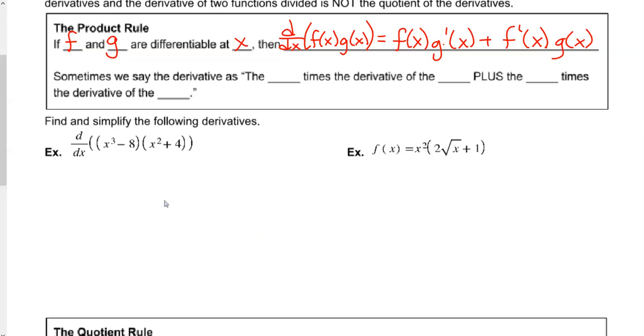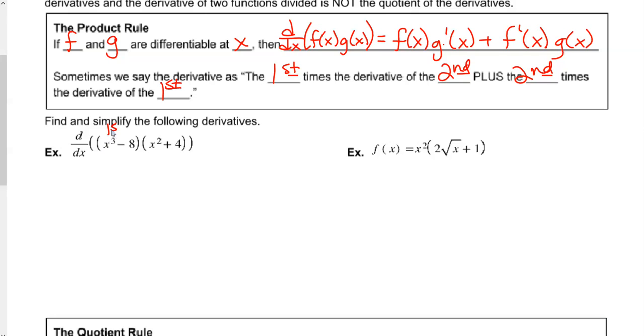Okay, so another way to say that, and this is the way I normally remember it, is that we take the first times the derivative of the second plus the second times the derivative of the first, okay? And that's how I remember it. Now, can you memorize this formula? Absolutely, but this little saying, if you get it in your head, it kind of sticks. So, the product rule is the first times the derivative of the second plus the second times the derivative of the first.